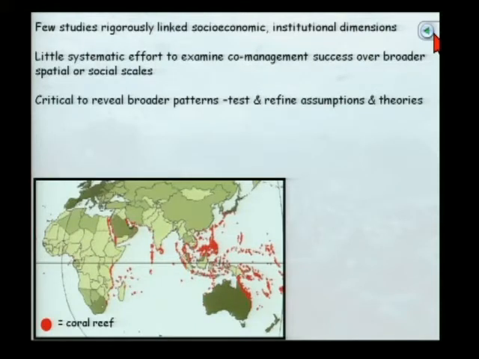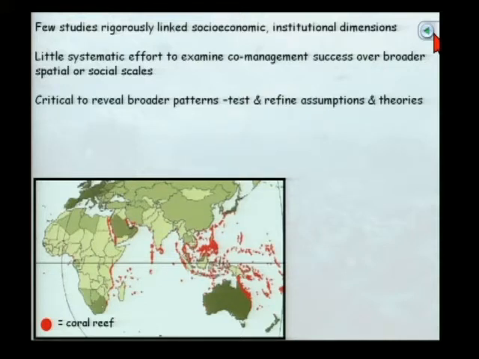So despite the critical importance of common pool resources such as coral reefs and forestries to communities throughout the world, few studies have quantitatively examined relationships between these institutional designs, the socioeconomic conditions, and the success of these sort of common property arrangements increasingly being used to govern natural resources.